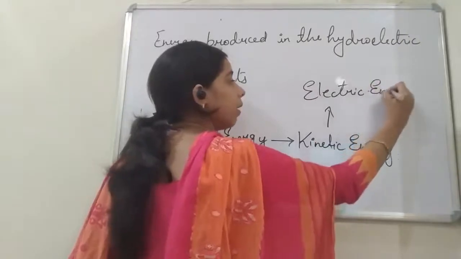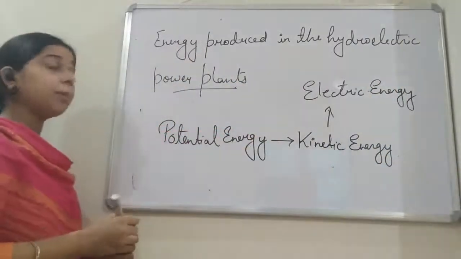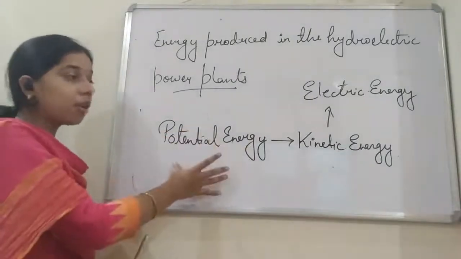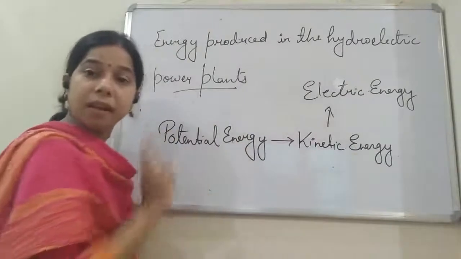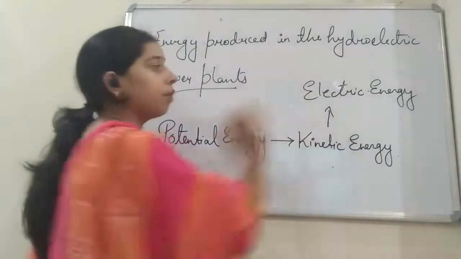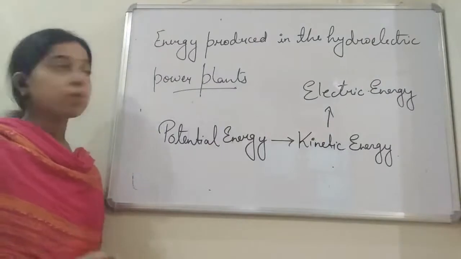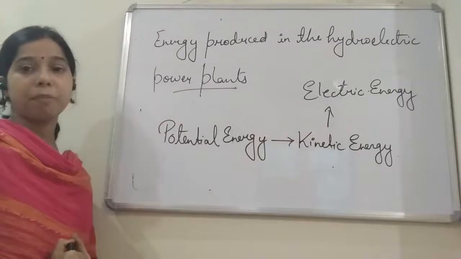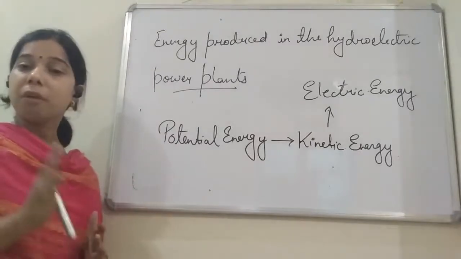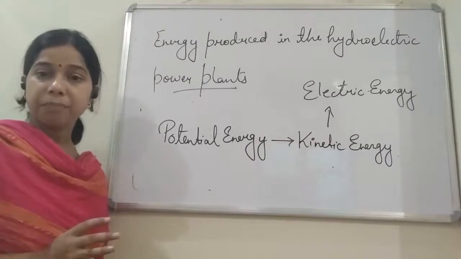So how did this electric energy come, student? By the potential energy. Potential energy gets converted to kinetic energy, and kinetic energy gets converted to electrical energy. So you have seen here that the energy produced in the hydroelectric power plant gets transformed from one form of energy to another form of energy.